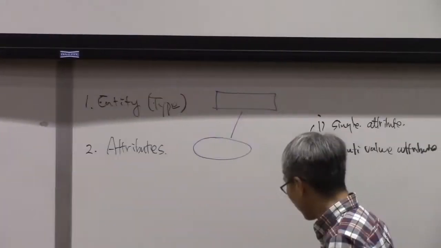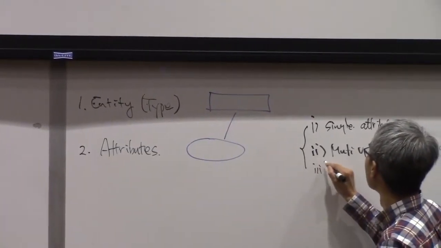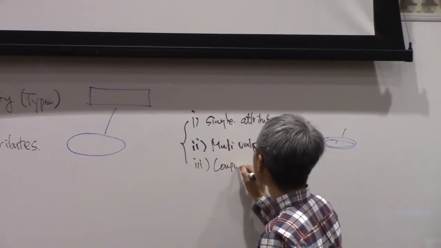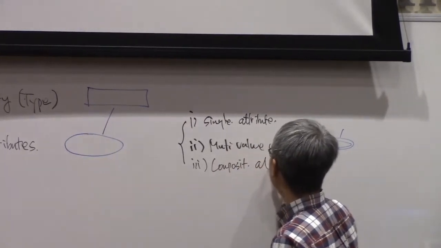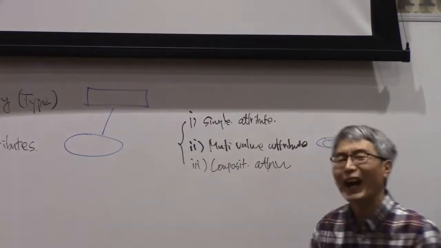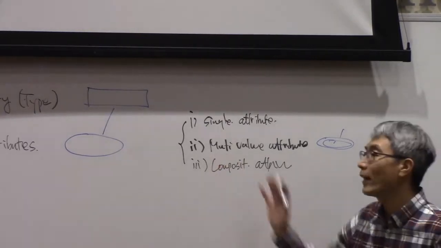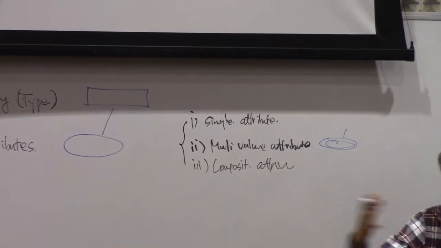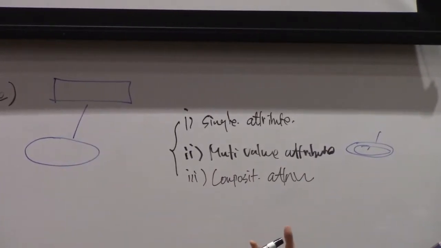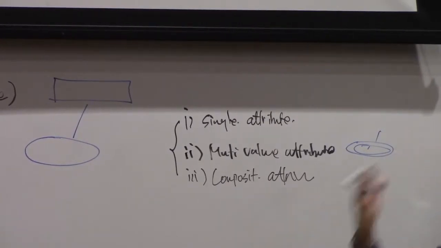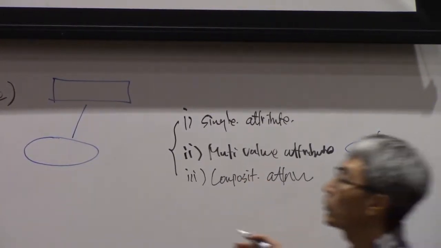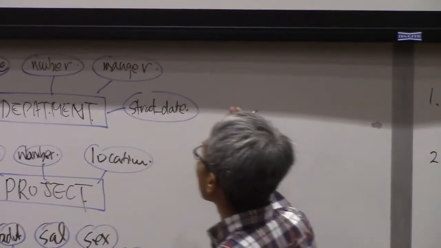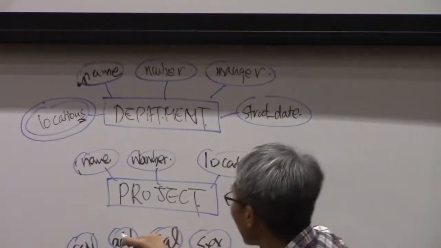Okay. And the third one is composite attribute. So composite and multi-valued are different. Multi-valued means how many different colors. That is multi-valued. How many different locations. That is multi-valued. Composite attribute is, let me use this one, address.